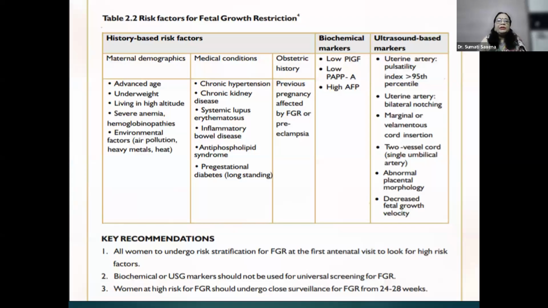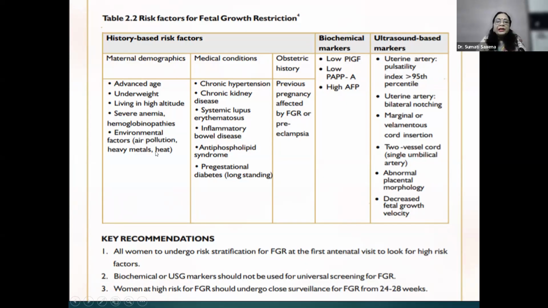So this is in table form. You can see if you take the history, then you can find out the maternal demographics, like if the mother is of advanced maternal age, or if she is underweight, living at high altitude, has severe anemia, hemoglobinopathies, environmental factors, air pollution, heavy metals and heat, etc.